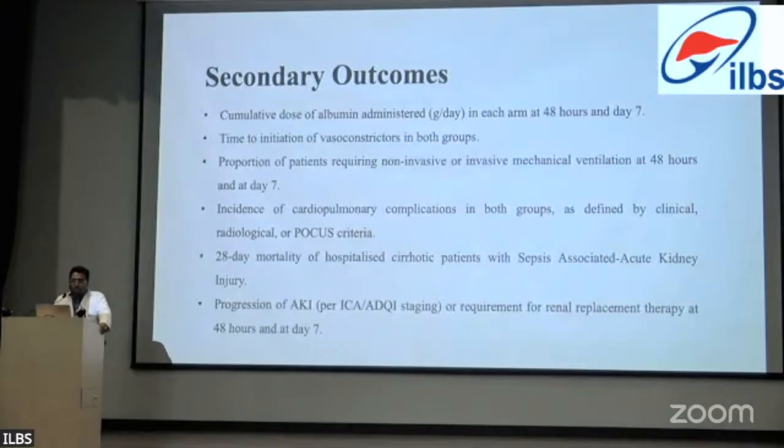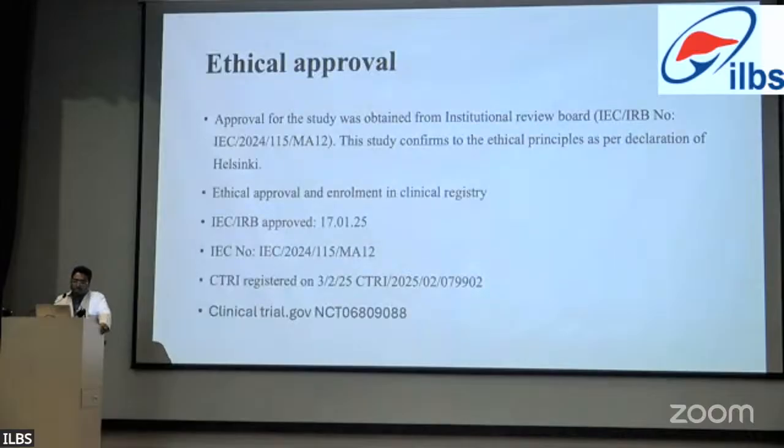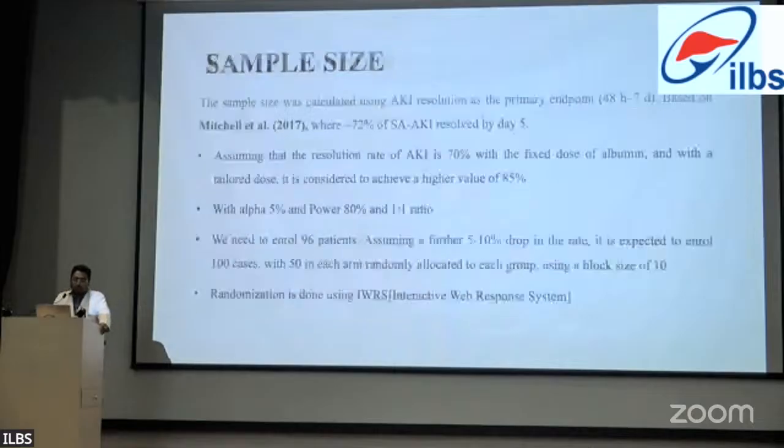Secondary outcomes include the cumulative dose of albumin in each arm at 48 hours and 7 days, time to initiate vasoconstrictors, and incidence of cardiopulmonary complications, including 28-day mortality in those patients, and progression of AKI or requirement of RRT. Ethical approval has been obtained from the Institutional Review Board, and CTRI registration has also been done for the study.